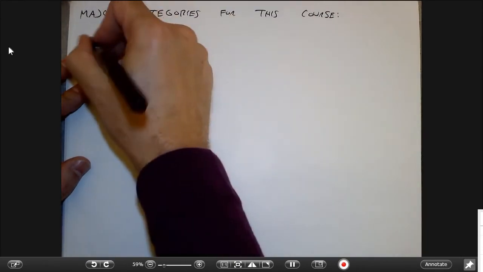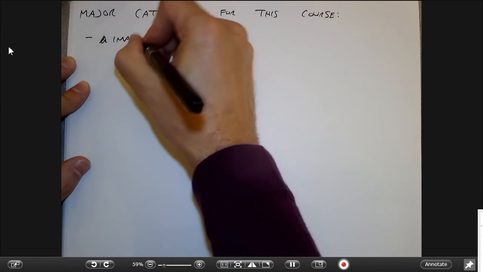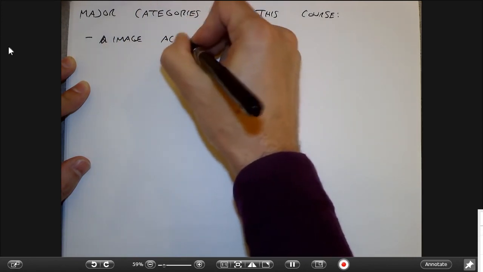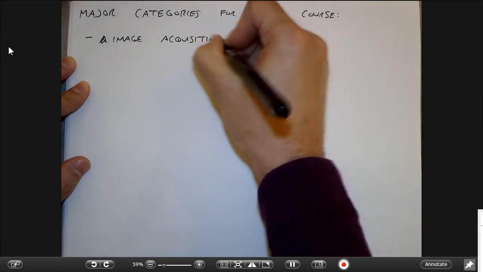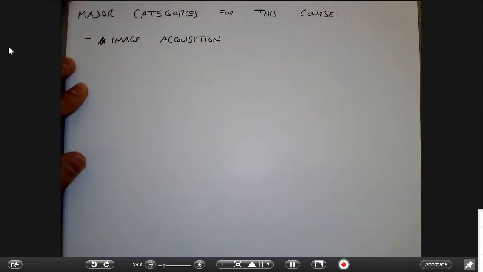So the first thing we're going to talk about is image acquisition. And that kind of thing is like, first of all, how does the human visual system work? So that's going to be the next class, which is not really about digital images at all, but it's about how we as humans understand and perceive and represent things like color and intensity and brightness and so on.